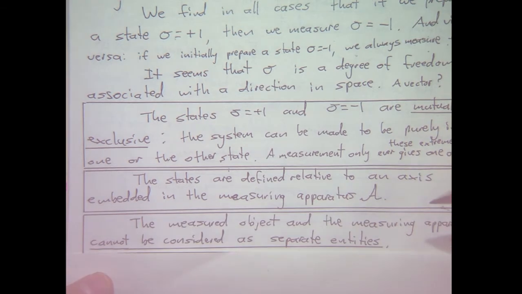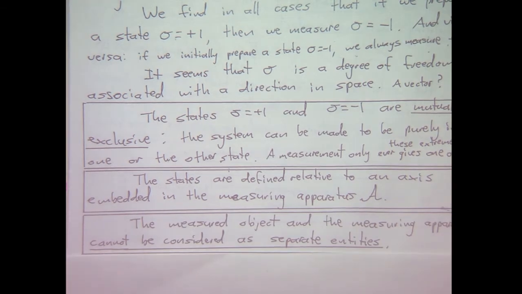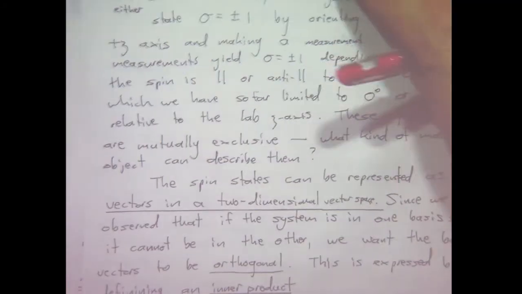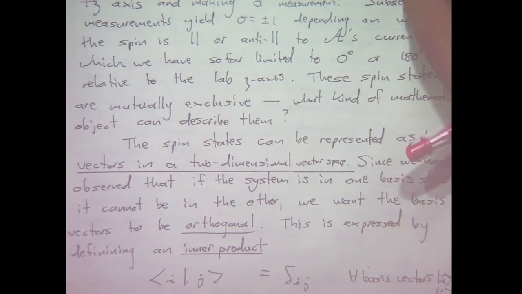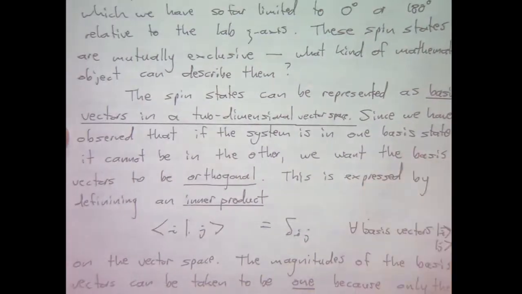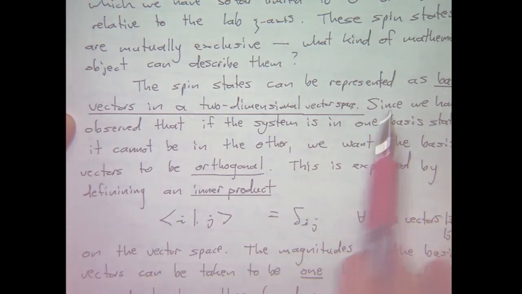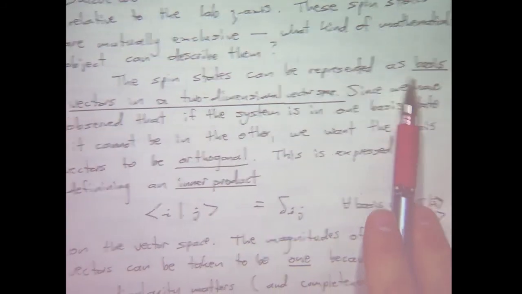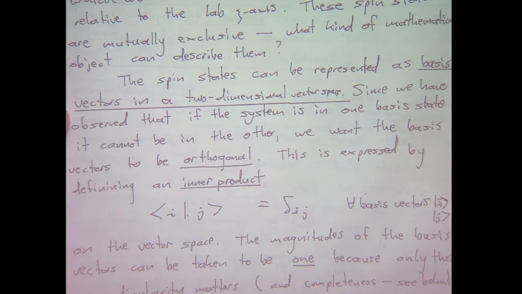Okay. It actually, the measured object and the measuring apparatus can't be considered as separate entities. I'm not sure if we can include that yet, but we're not meant to be deductive. I'm kind of slipping in extra facts as we're going along. So, it seems as if the spin states can be represented as basis vectors in a two-dimensional vector space.